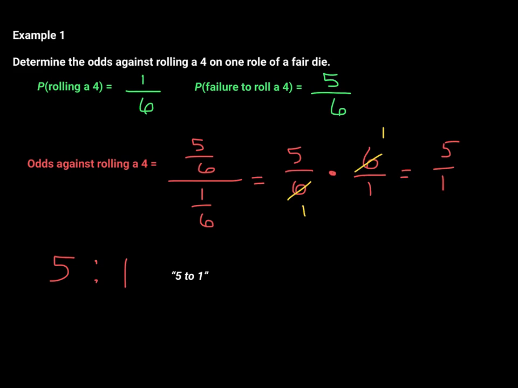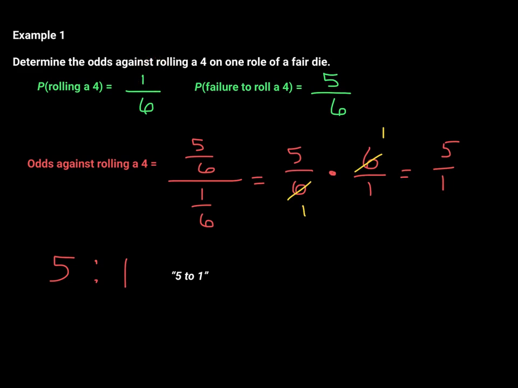Now, I hope you see that these denominators here, this denominator 6 and this denominator 6, canceled themselves out, right? And so what you're left with is 5 in the numerator here. 5 was the number of unfavorable outcomes, ways we can fail. And what we were left with in the denominator was a 1. 1 is the number of favorable outcomes, actually rolling a 4.